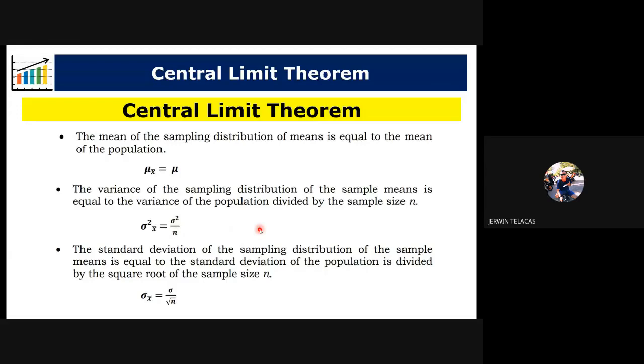Kung yung variance natin, for example, ay 36, what is the standard deviation? If the variance is 36, what is the standard deviation? 6. Okay, very good, 6. If the standard deviation is 10, what is the variance? If the standard deviation is 10, what is the variance?